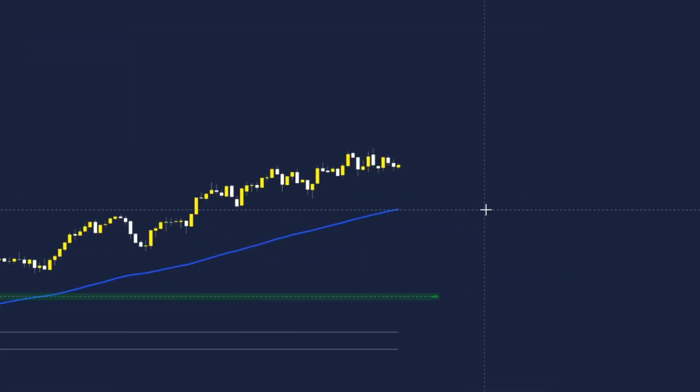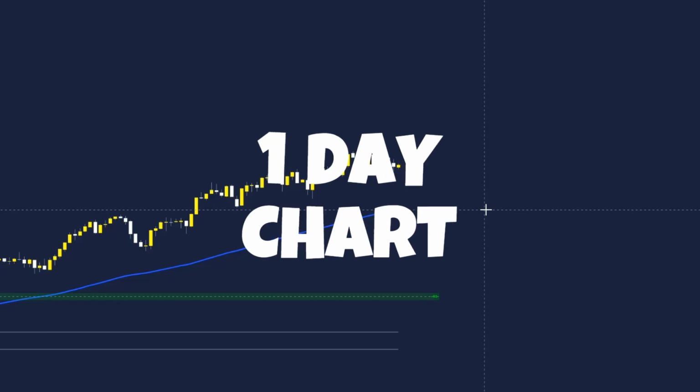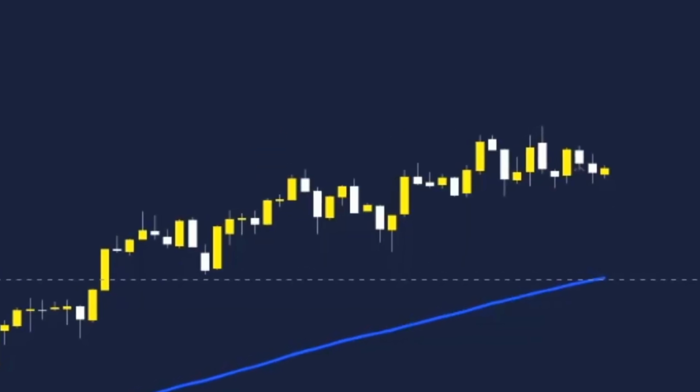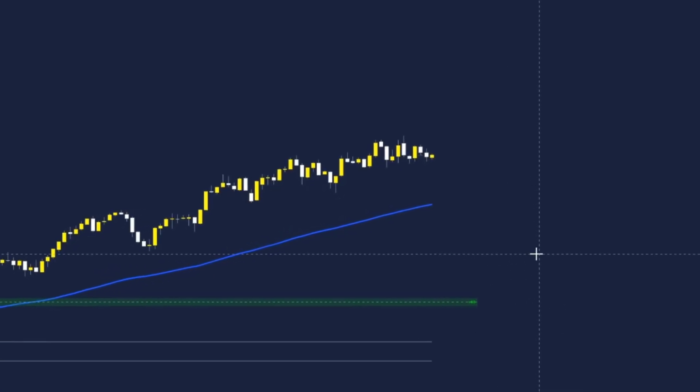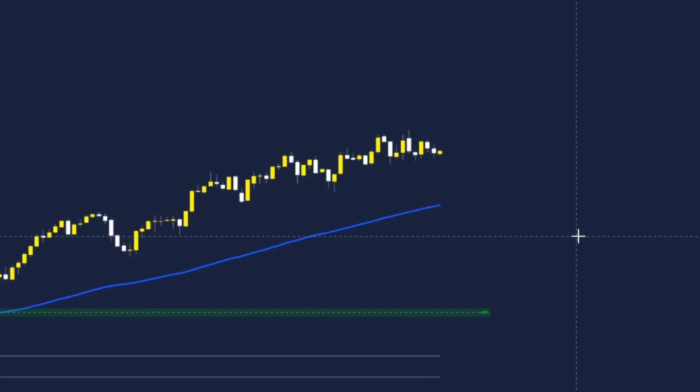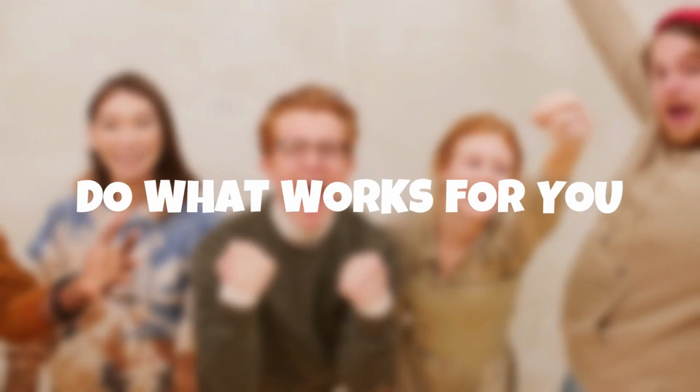For this strategy to work, we will be focusing on the 1 day chart. This means that every candle represents 1 day. Now don't worry if you want to trade more often, simply just trade multiple markets and you should be able to enter a few trading positions a week. But what also makes this strategy so good is all the free time it provides, meaning that you can work on other things. But do what works for you.